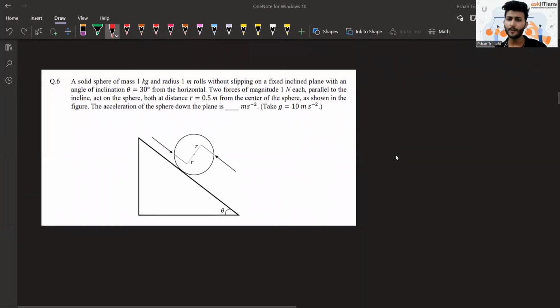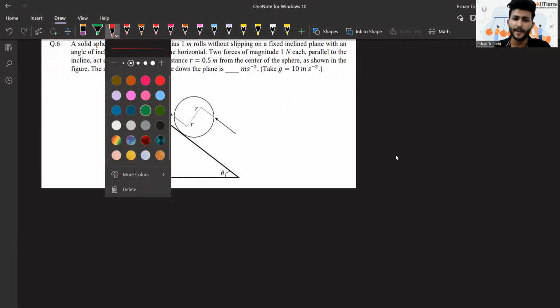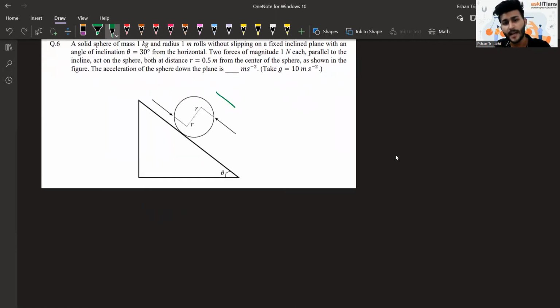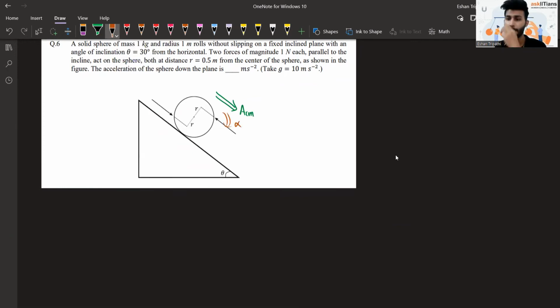Now moving to the sixth question of this paper, a solid sphere of this mass and this radius is rolling on this without slipping. Let me tell you in short, we are being asked the angle of the acceleration of the center of mass of this sphere. Now, of course, if it is purely rolling, it is going to rotate with some alpha also. So whenever something is purely rolling, we know that the point at which it touches the ground should be the point of rest, because the surface is not moving.